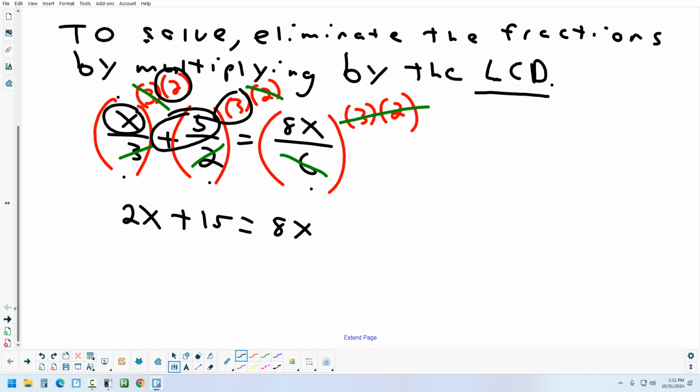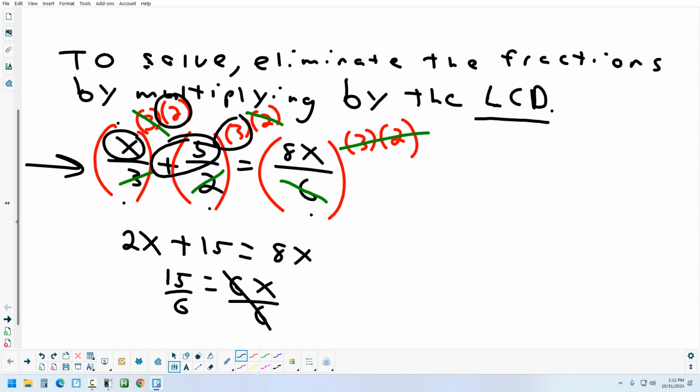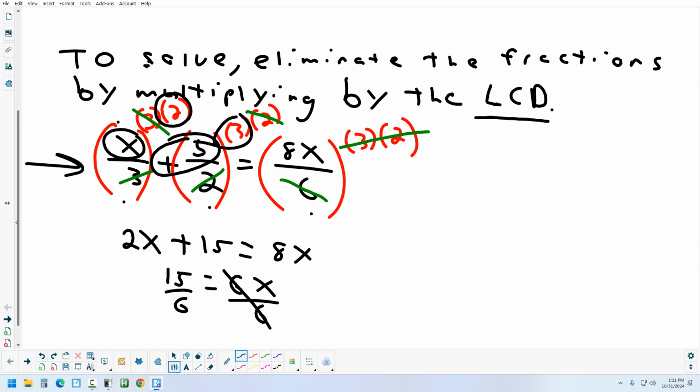Now, if we finished it, we'd have 15 equals 6x. If you bring the 2x to the other side, and then divide by 6. That's not really the part I was focused on. This is the part I want you to understand. Any questions what we did there?